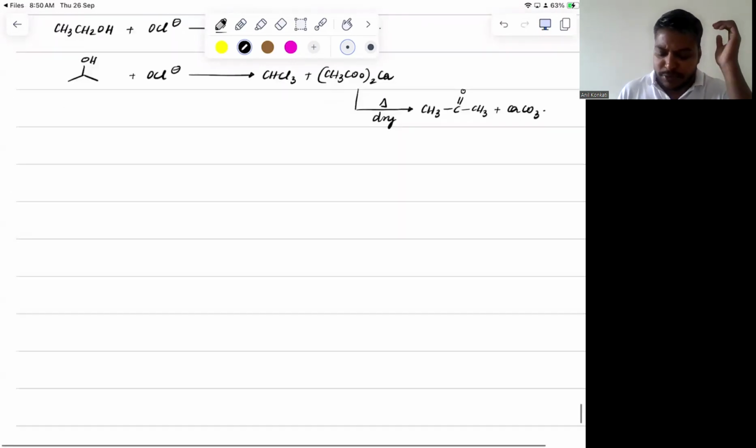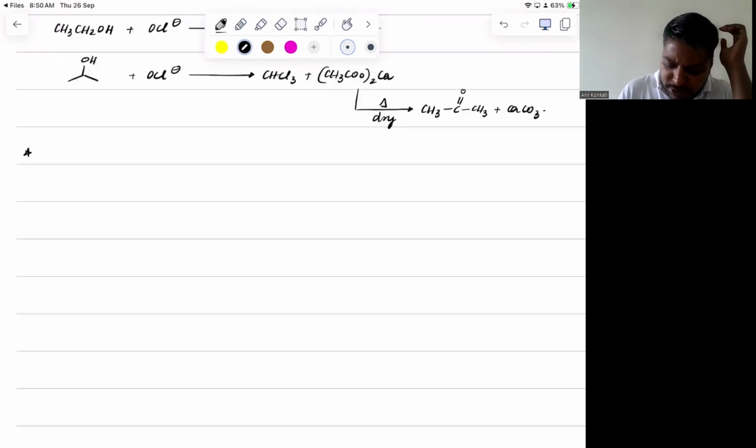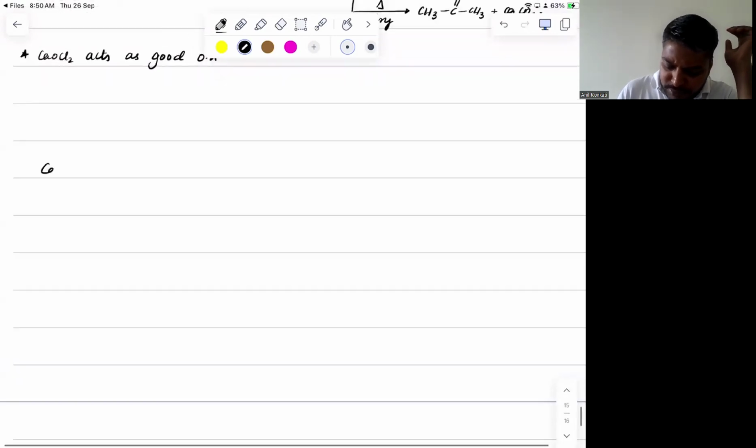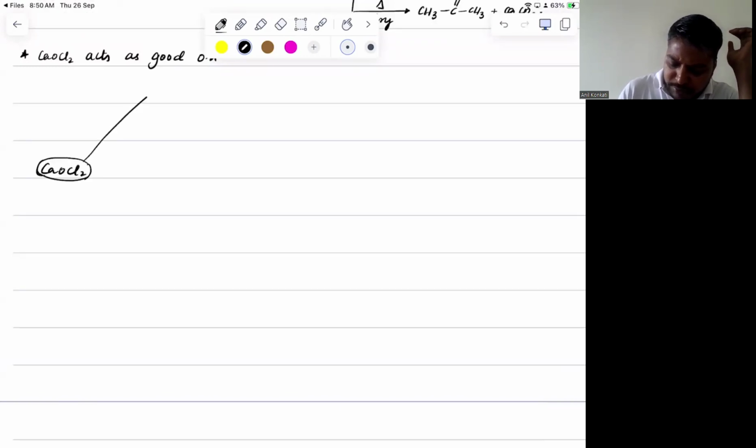What are the other reactions? Because it will act like a good oxidizing agent. CaOCl2 acts as a good oxidizing agent. So now you notice that if you have CaOCl2 and then treat with these various compounds, starting with H2S, it will become colloidal sulfur.